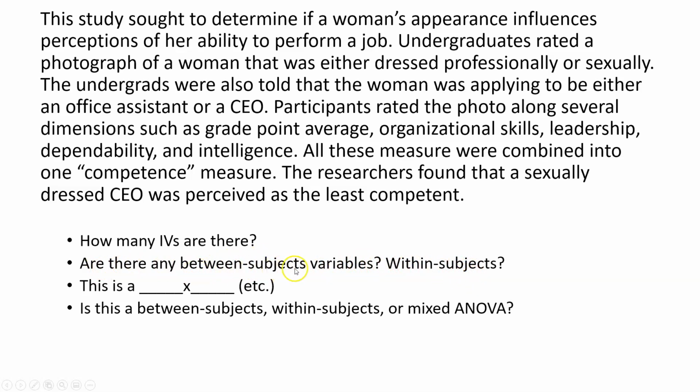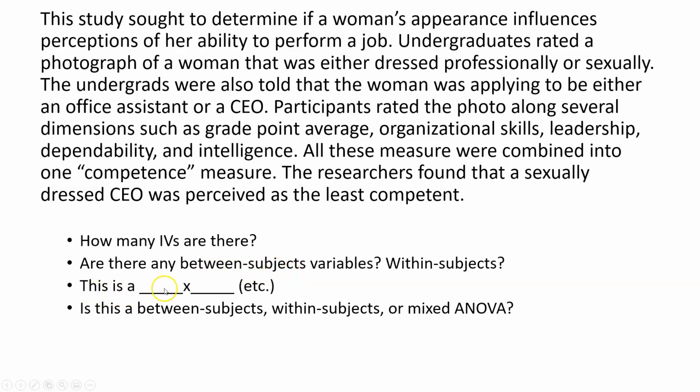We also asked the question, are there any between subjects variables or within subjects variables? Both of these are between subjects. None of the participants looked at multiple women. They were shown a photograph of a woman who was dressed either professionally or sexually, and they were told what kind of job that one woman was applying for. And then the study was over for that person. Another undergraduate student was brought in and shown a picture of a different woman, dressed either professionally or sexually and told a kind of job type. So both kinds of variables were between subjects, with different participants.